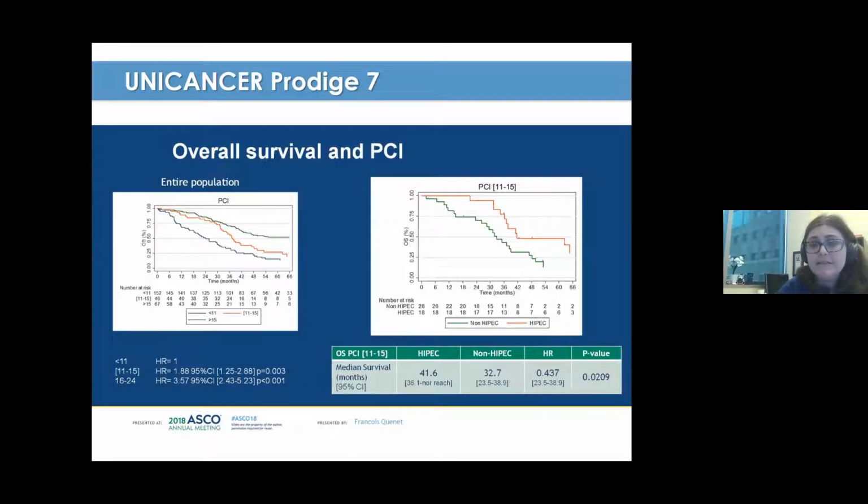I must say that this is a subgroup that we're talking about, one group with 28 patients and another subgroup with 38 patients. So the numbers are too small to make long-term assumptions and change the practice on the patients, but this is certainly hypothesis generating for future trials.